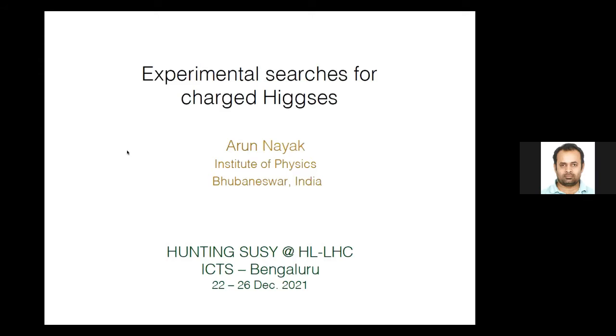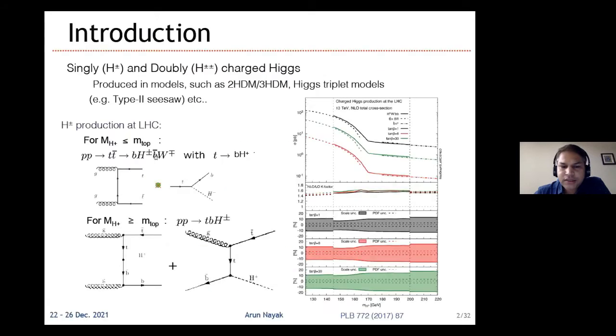So as you see, I'll be giving a discussion about the experimental searches for the charged Higgs. As you know, the singly charged Higgs is denoted H plus minus, and the doubly charged Higgs is denoted H plus plus or H minus minus. Such charged Higgs bosons are produced in many BSM models, like two Higgs doublet models, three Higgs doublet models, and also Higgs triplet models such as type 2 seesaw models.